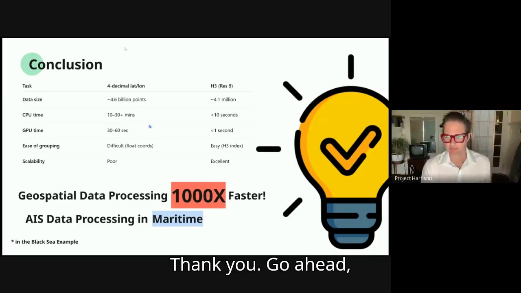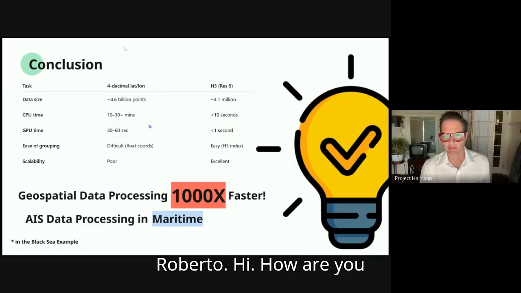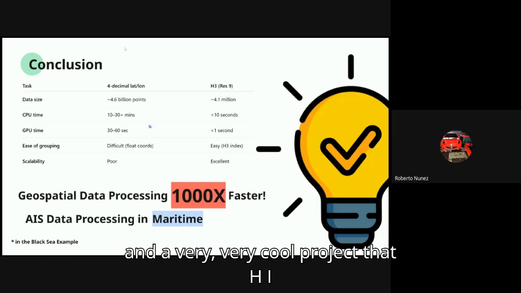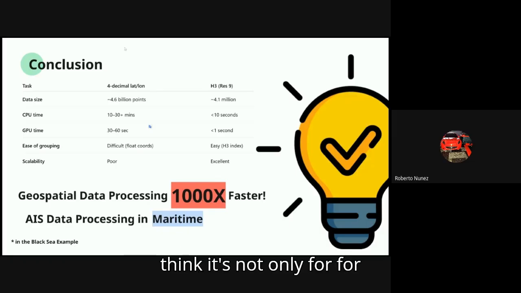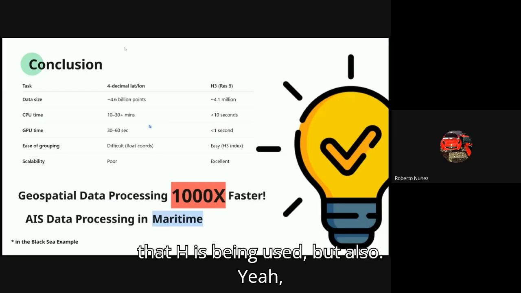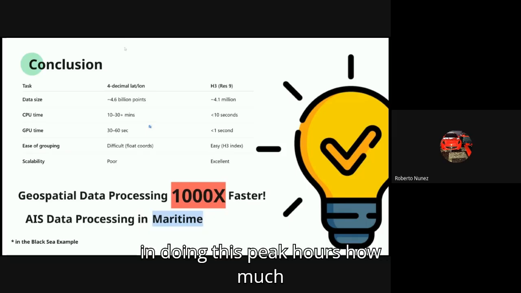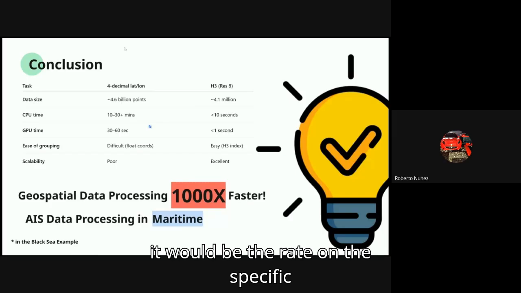Thank you. Go ahead, Roberto. Hi, how are you today? I was reading about it, a very cool project that Uber did. I think it's not only for data management. Mohammed mentioned that H3 is being used, but Uber also used it to calculate the rate, basically to know during peak hours how much the rate will be on a specific driver, right?